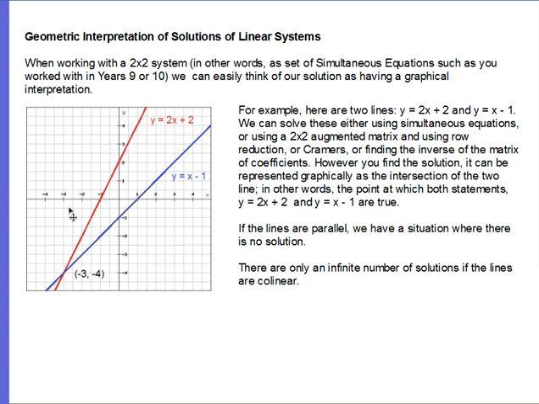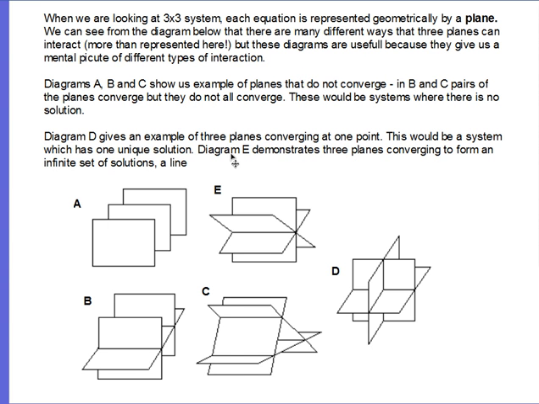If the lines were parallel, then there would be no solution to these simultaneous equations. In other words, there's no point at which they are both true. Or an infinite number of solutions exists if the lines actually sit on top of each other, or in other words are collinear.